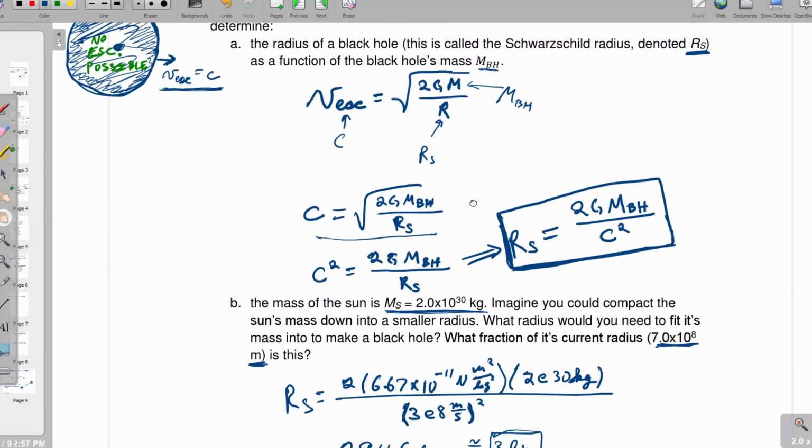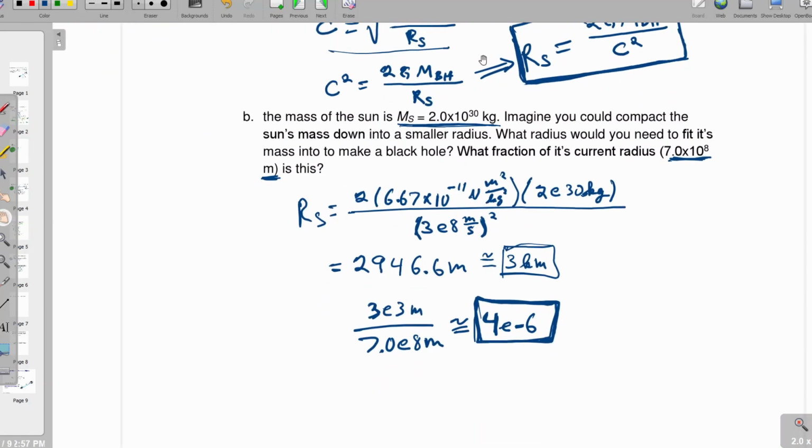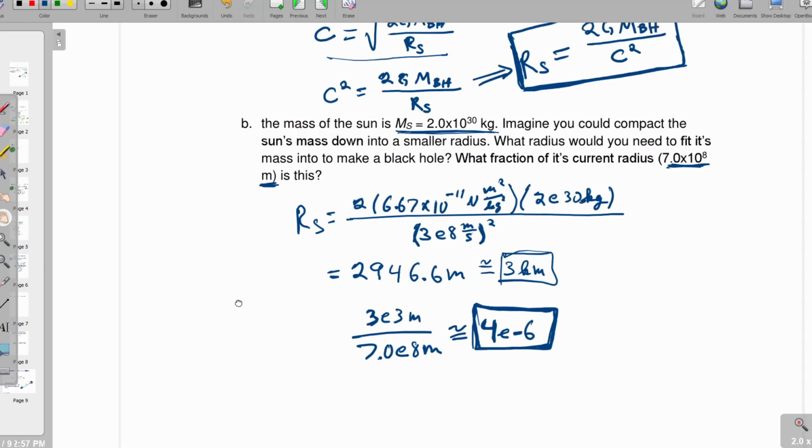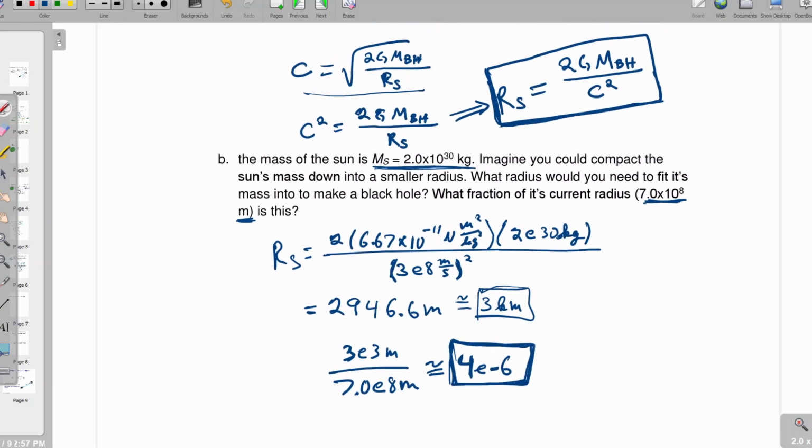Now, there's part B. It says the mass of the sun is 2 times 10 to the 30 kilograms. Imagine that you had godlike strength and you could compact the sun's mass down into a smaller radius. What radius would you need to fit all of its mass into in order to make a black hole? And then what fraction of its current radius would that be? So let's just use the formula that we just found.